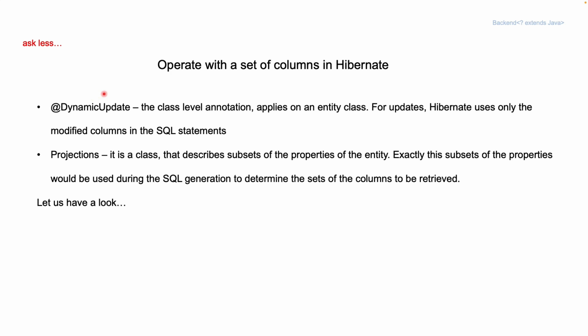Okay, and the last topic which I would like to touch in this video is, let's call it, operating with a set of columns in Hibernate. I think it's pretty clear that if our table has, let's imagine, 20 columns, and we select one column from this table, or if we select the whole set of 20 columns, the size of the result set would be different.